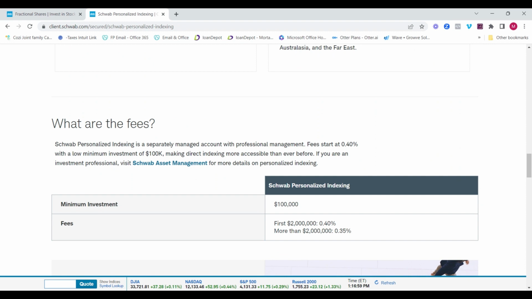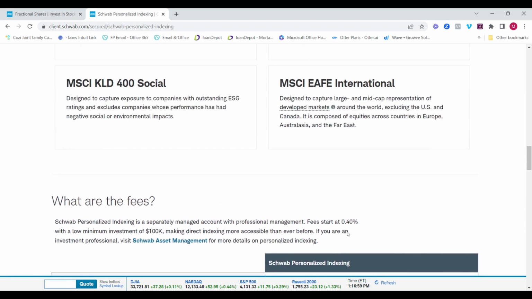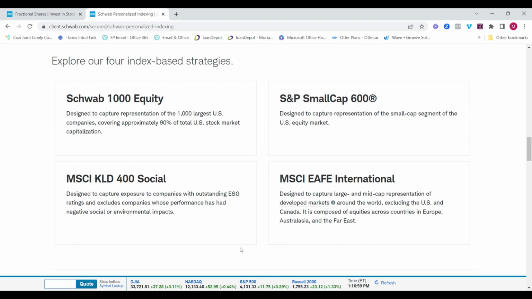Maybe based on a particular strategy, you can eliminate some, but just know that there is a fee of 0.4%, and you have to have a minimum of $100,000 invested in this personalized indexing fund. So it allows you to expose yourself to these specific industries, and then on an exception basis, eliminate the stocks that you're not interested in.